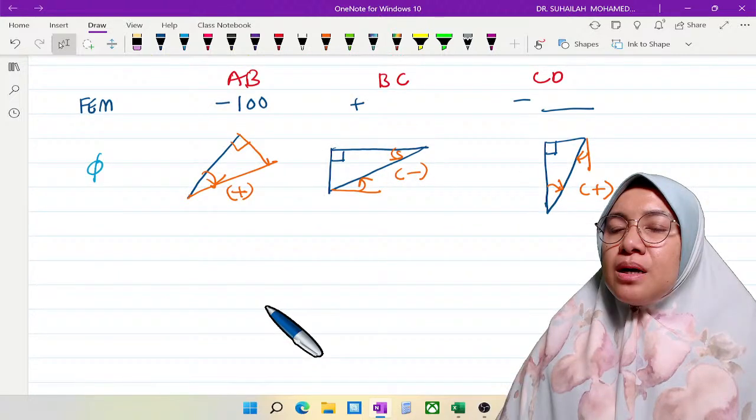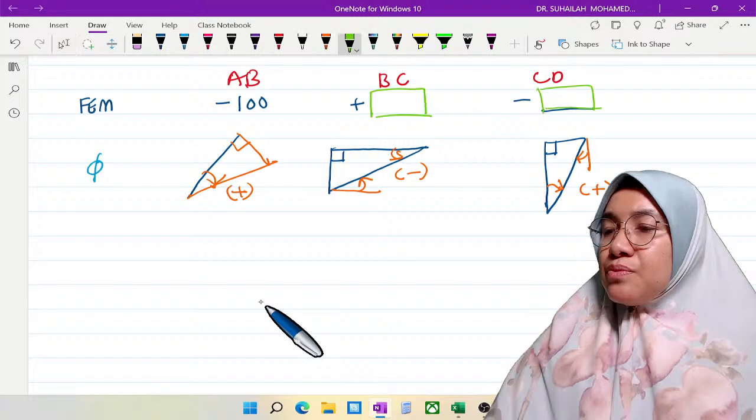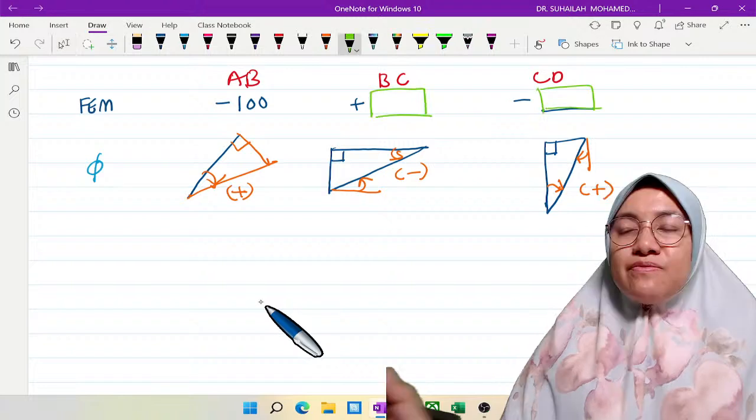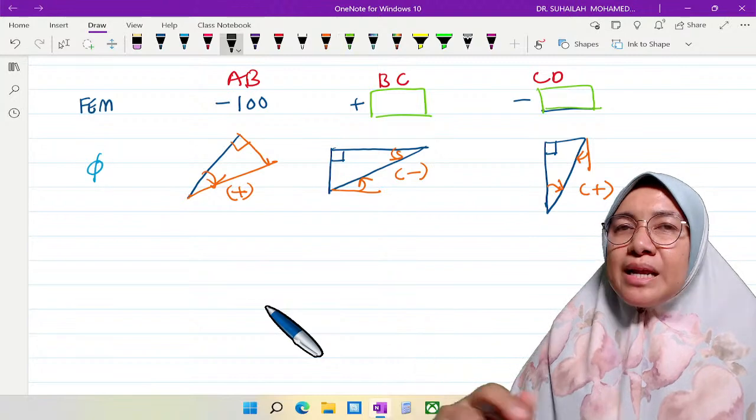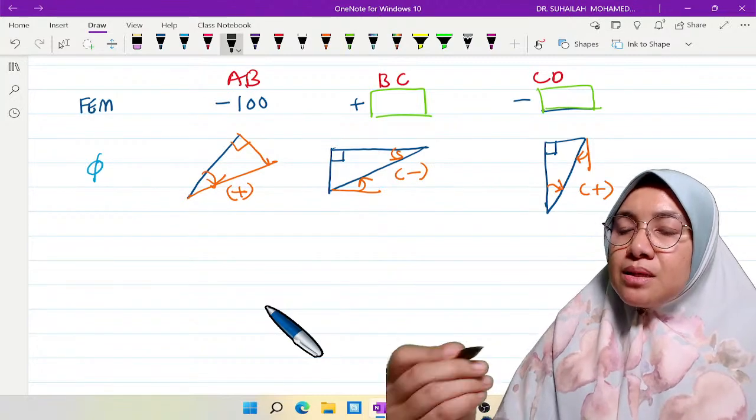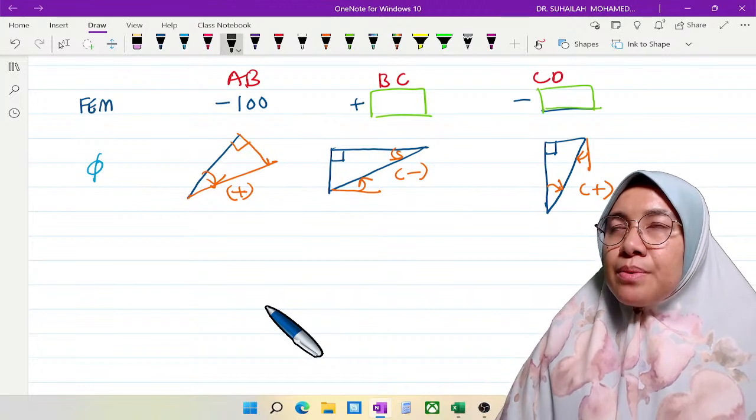So this value is what we want to find. We will actually calculate these two values, because these are the values that we want to put into the table. Now we apply the formula, the formula to calculate FEM.